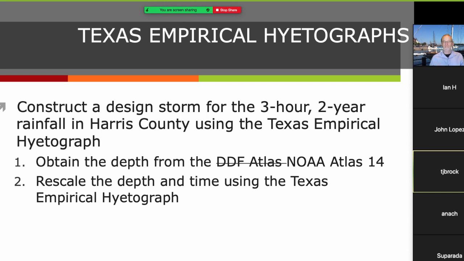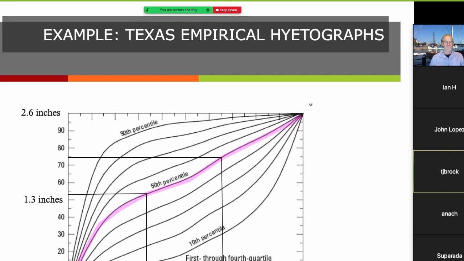So here we have an example with Harris County again. We're using the Texas empirical hyetograph. So we get the depth from Atlas 14, rescale the depth and time using the empirical hyetograph. Here it's done the hard way, which is to directly rescale the plot. So at hour 0, we start at 0. At hour 1, we have about 1.3 inches of depth. At hour 2, we have somewhere between, and hour 3 is 2.6.